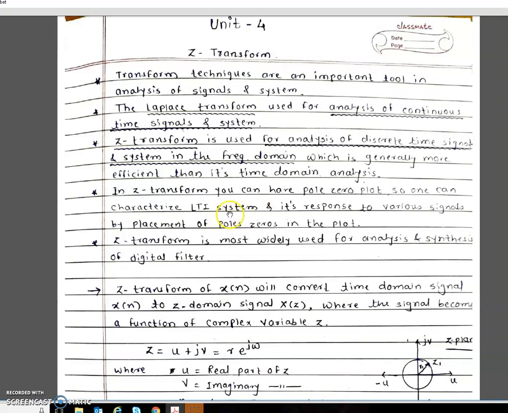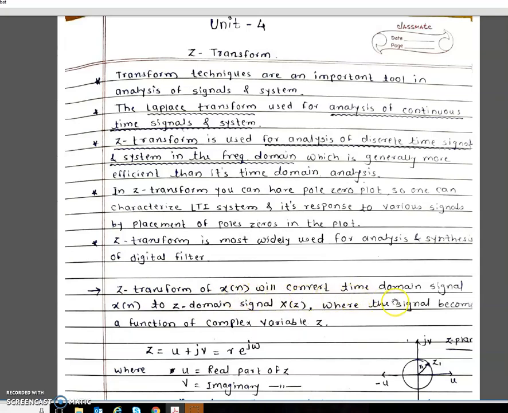In Z transform, you can plot a pole and zero plot, which is used for finding the stability of the system. And in digital filter design, it plays a very important role. So what is Z transform? Z transform of x of n. What is x of n? x of n is a discrete signal.